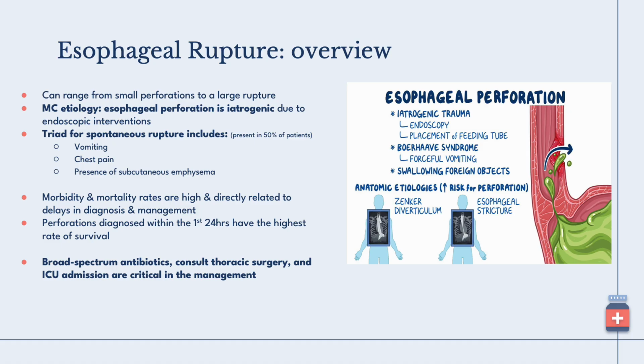Morbidity and mortality rates are really quite high, and they're directly related to delays in diagnosing esophageal rupture, as well as delay in management. Perforations diagnosed within the first 24 hours have the highest likelihood of survival. So how do we treat? Broad spectrum antibiotics, consult thoracic surgery, and ICU admission is going to be critical for these patients.